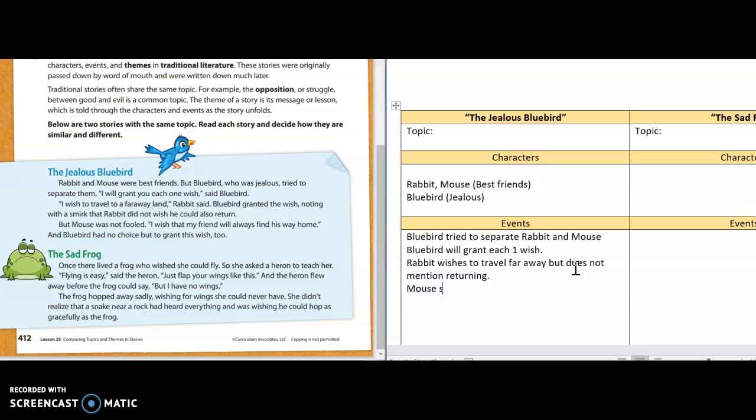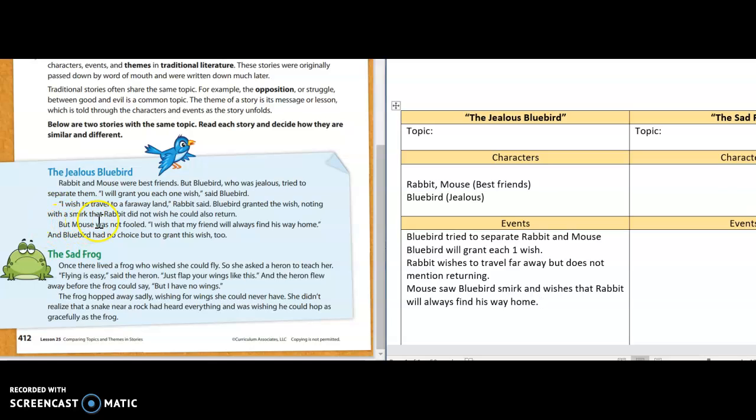So Mouse saw Bluebird smirk, and we know that facial expression, a smirk, kind of means that you're up to no good. So right away, Bluebird's thinking, send Rabbit away and he's gone for good. So Mouse sees that and wishes that Rabbit will always find his way home.